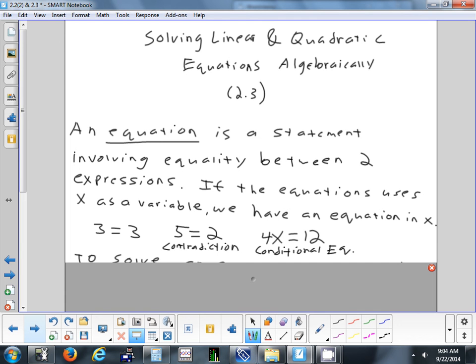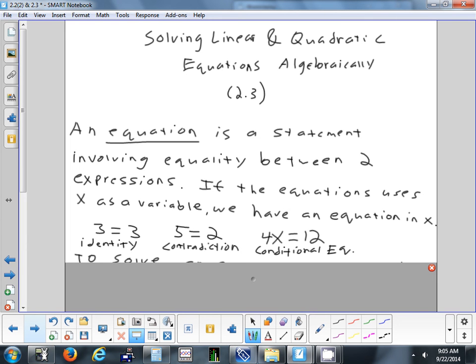A contradiction is an equation that can't be solved. This would usually be the final step: you'd get a number equals a number, and they're not the same. And how about 3 equals 3? Yeah, identity. Very good. That's an identity. I think we're going to talk more about identities later on.